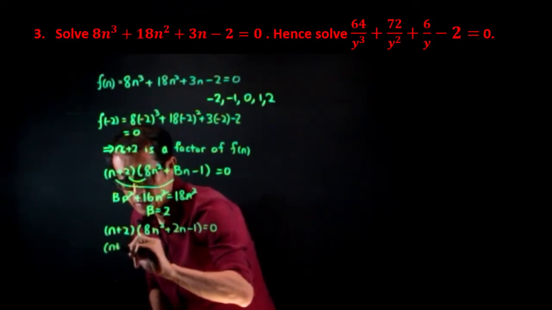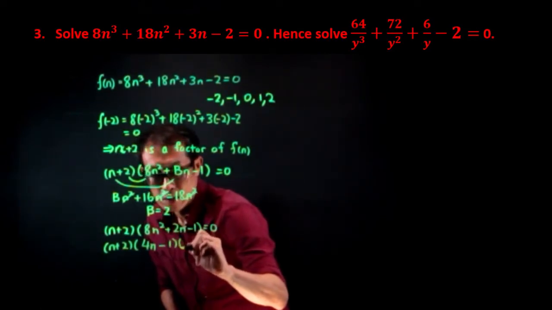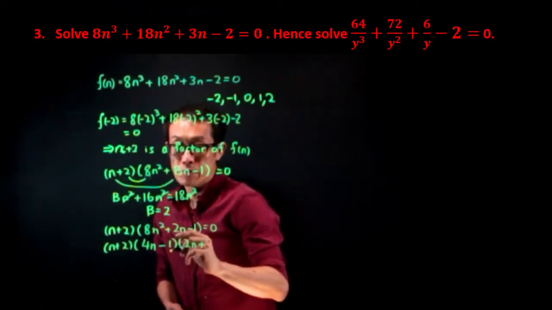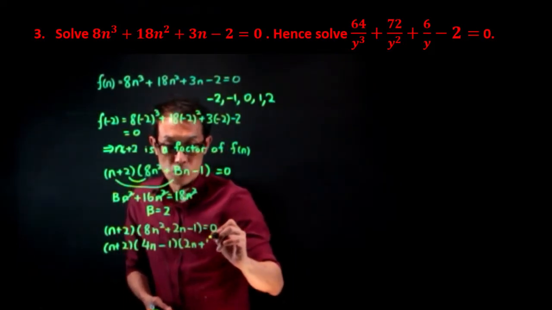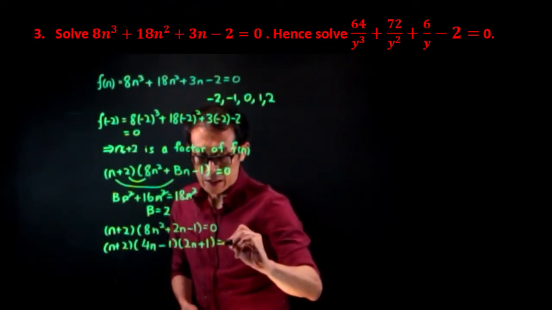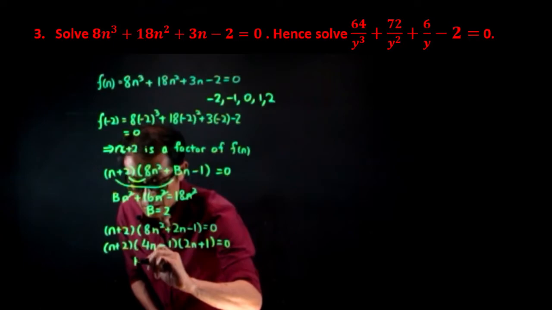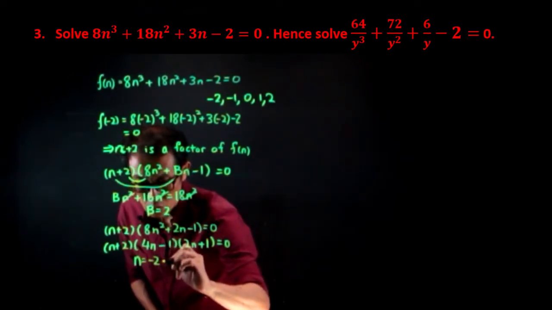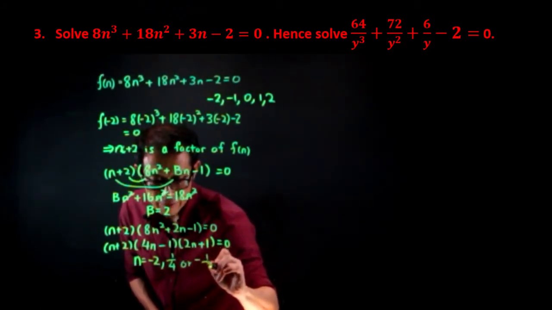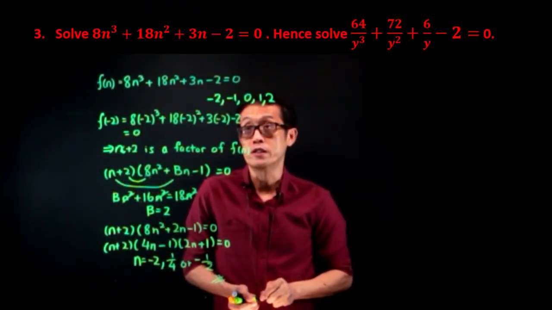Now this we can factorize. Then we get n plus 2 into 4n minus 1 into 2n plus 1. Yep, it's correct. So n will be equal to minus 2, a quarter, or minus half. Alright, we have solved part 1 of the question.